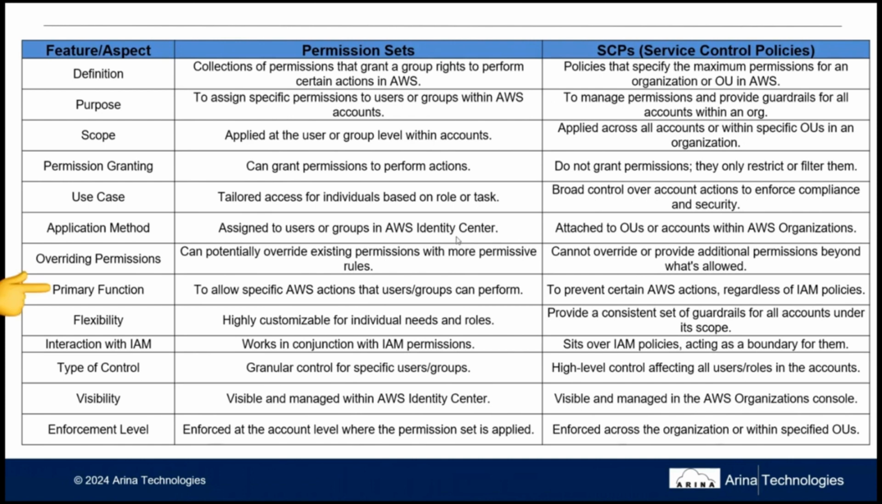What is the primary function? It is essentially, again, for users or groups to perform certain actions, while with service control policies, only certain things in an organization can be done. Which one is flexible? A permission set is a lot more flexible because, again, you can do it at a user or group level, and a service control policy you can only do at an organizational unit level. And for the type of control, a permission set is very granular, while service control policies just restrict at a high level or allow at a high level.